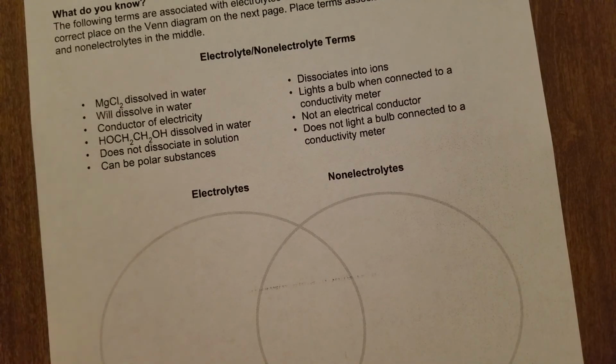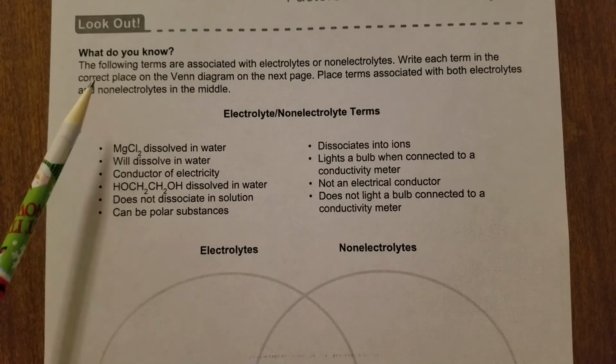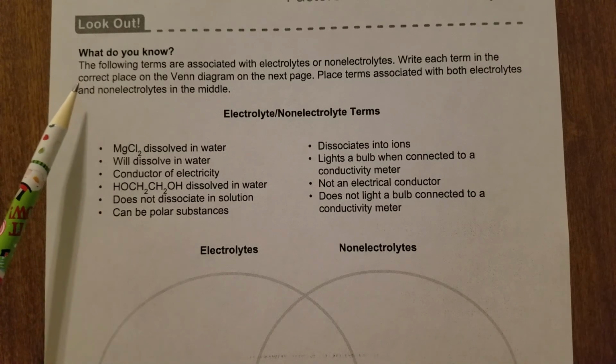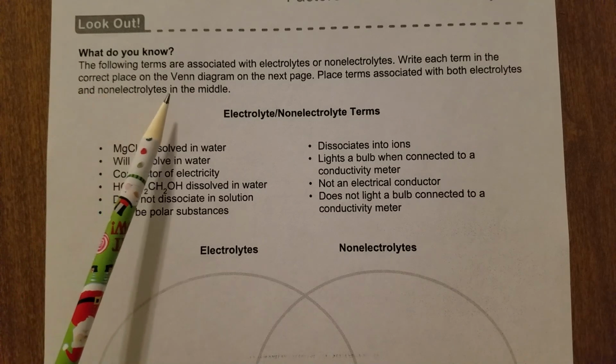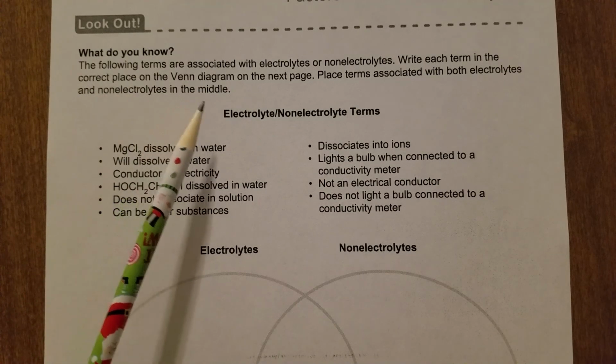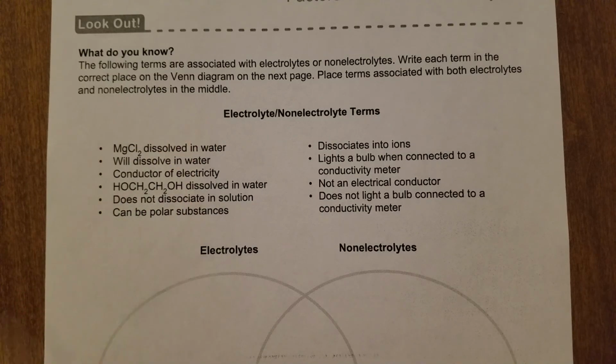Okay, and finally page 6. What do you know? The following terms are associated with electrolytes and non-electrolytes. Write each term in the correct place on the Venn diagram on the next page. Place terms associated with both electrolytes and non-electrolytes in the middle. Alright, so let's look at the first one.